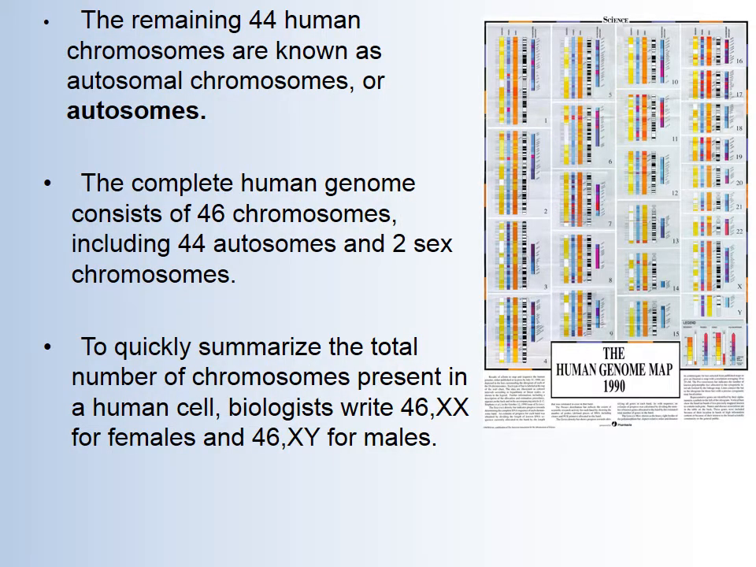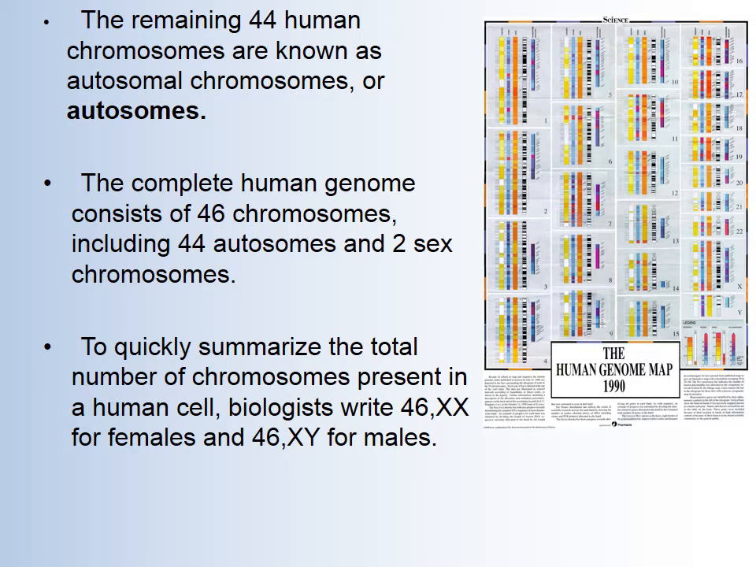So in addition to the two X chromosomes, or the X and the Y chromosome, we'll have 44 other chromosomes, and they're known as autosomes. These are autosomal chromosomes, and they are the non-sex chromosomes.